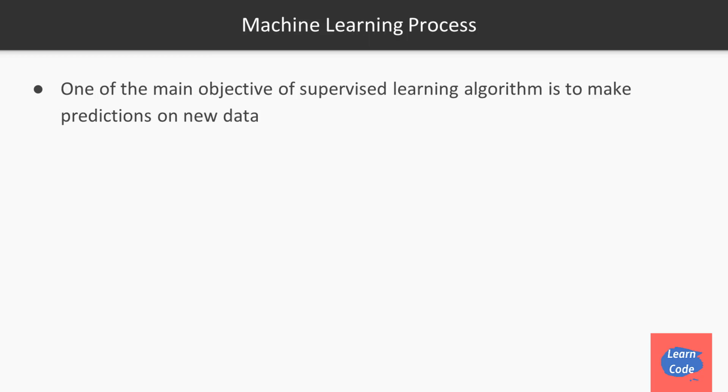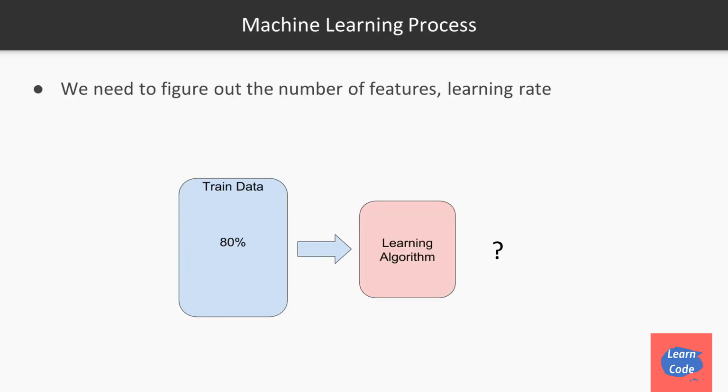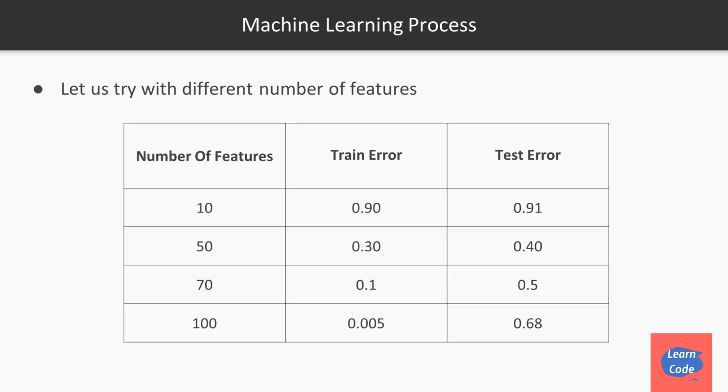One of the main objectives of supervised learning is to make predictions on new data. Let's say this is our initial data, and we divide this data into two parts, training data and test data. Now, as we progress along during the course of this learning, we want to estimate the number of features or the learning rate. Let's say for different number of features, this is the training error and the test error that we get. For 10 features, we get a train error of 90 and a test error of 0.91.